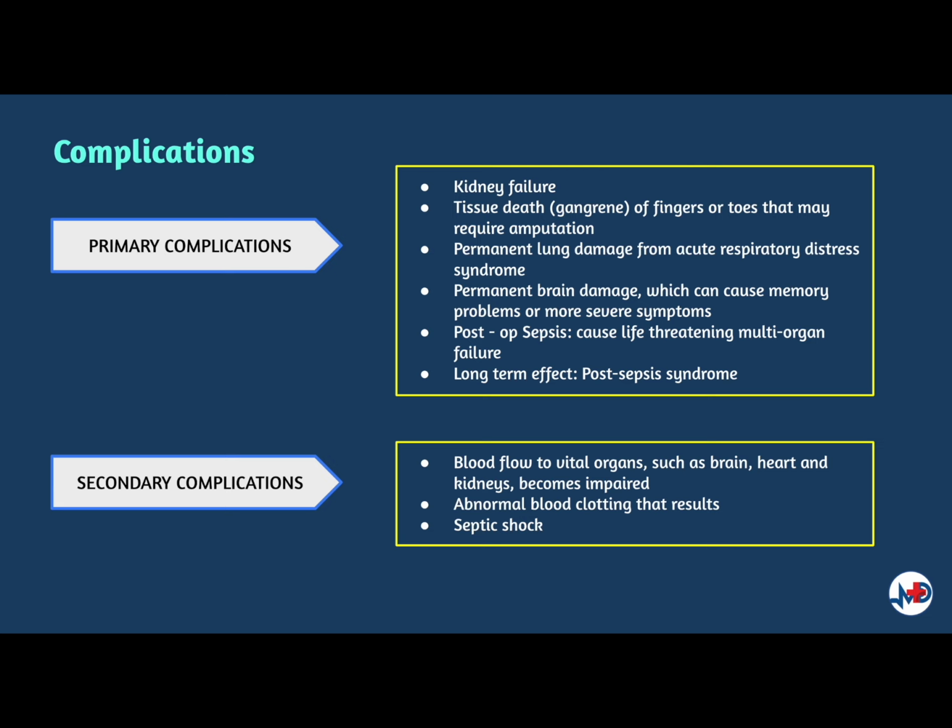So what are some secondary complications from sepsis? As sepsis worsens, blood flow to the vital organs such as your brain, heart, and kidneys becomes impaired. Sepsis may also cause abnormal blood clotting that results in small clots or burst blood vessels that damage and destroy tissues. This is known as disseminated intravascular coagulation.